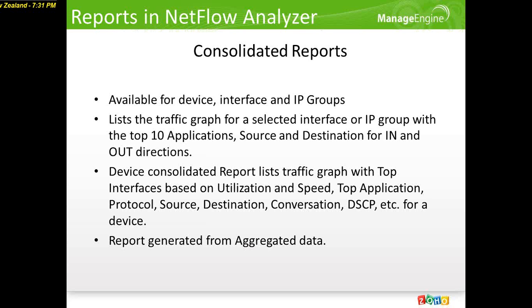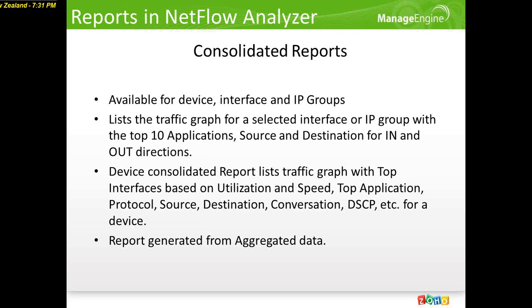Device consolidated report lists traffic graph with top interfaces based on utilization and speed, top application, protocol, source, destination, conversation for a device. Report generated from aggregated data. These kinds of reports, based on the time period you select, are generated from aggregated data or raw data.